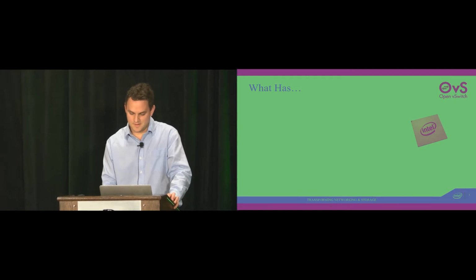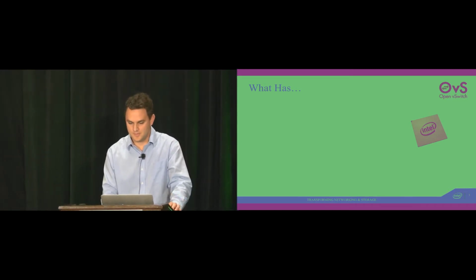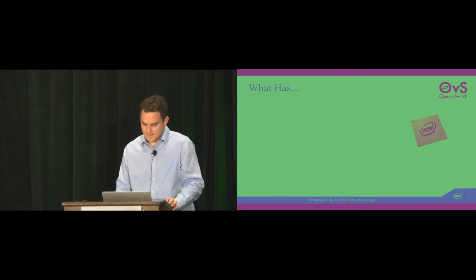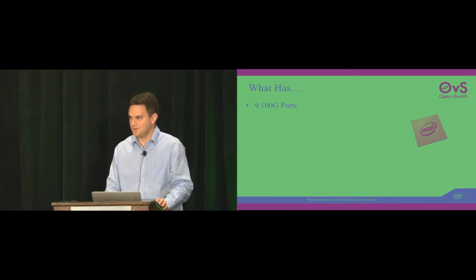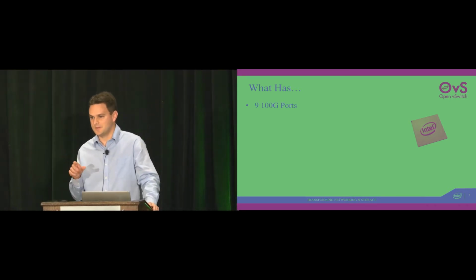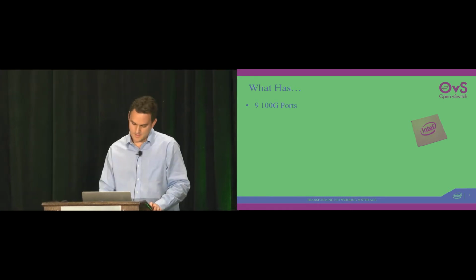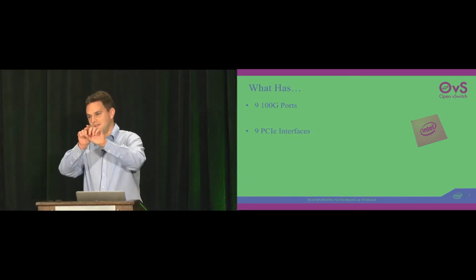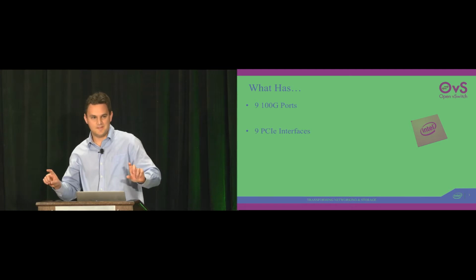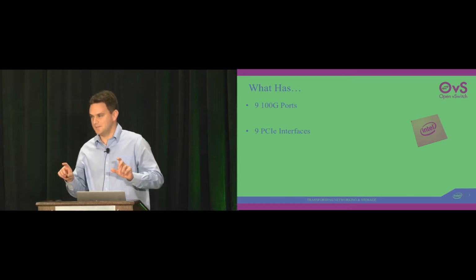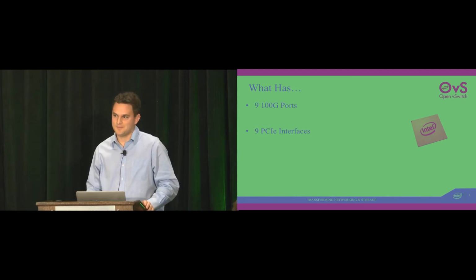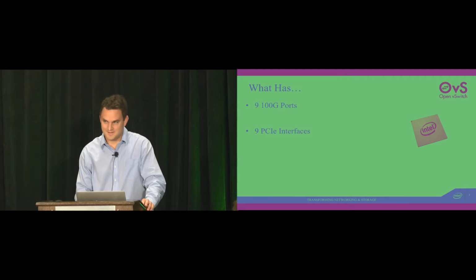What it's about is a device that we just announced and put into production last couple of weeks ago. And it has 9 100 gig ports. Each one of those ports can be subdivided into individual 25 gig interfaces as well. It also has 9 PCIe interfaces. So if you think of 9 Ethernets on the top and 9 PCIes on the bottom, the idea is to be able to maximize how much I/O you can put into an IA platform, or into any CPU platform.